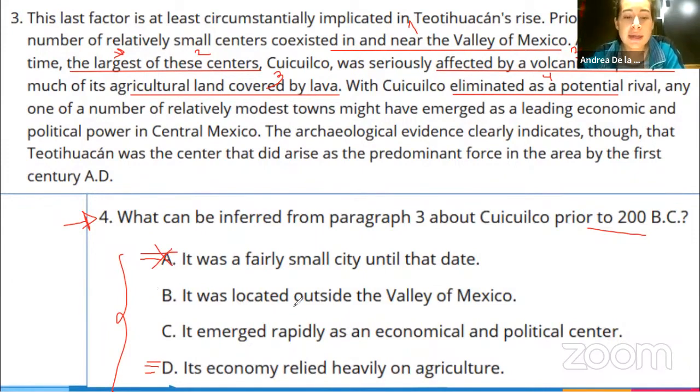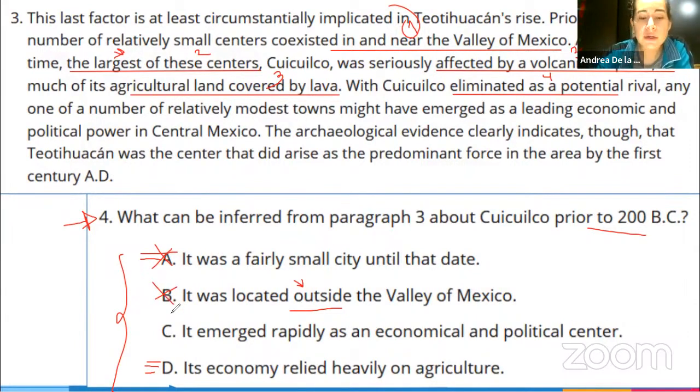Option B says it was located outside the Valley of Mexico. That kind of brings me back to the idea that we had in the first information that says it was in or near, right? So Cuicuilco was either in or near. Now, what tells us that it was outside the Valley of Mexico? Is there any information that we can use as evidence to prove that it was outside? No, right? Nothing says that it was outside. It could have been inside the Valley of Mexico. Of course, it could have been near as well, but we don't know. So we cannot say B.